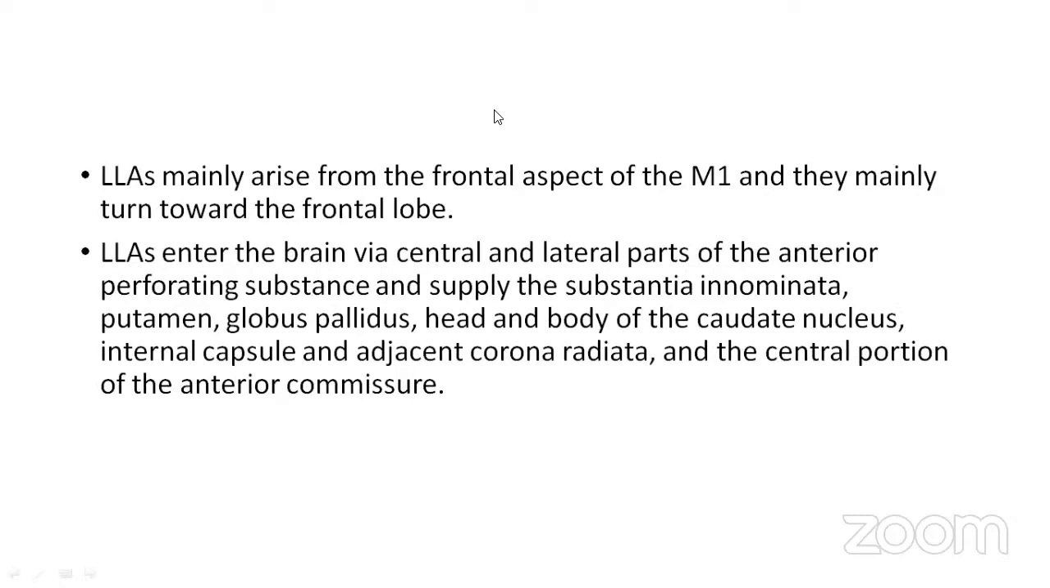So the distribution of the lateral lenticulostriates, they are mainly arising from the frontal aspect of the M1, and they mainly turn towards the frontal lobe. They enter the brain via the central and the lateral parts of the anterior perforated substance. The anterior perforated substance is actually divided into many regions or zones. They supply the substantia innominata, the putamen, the globus pallidus, the head and the body of the caudate, the internal capsule, the adjacent corona radiata, and the central portion of the anterior commissure.